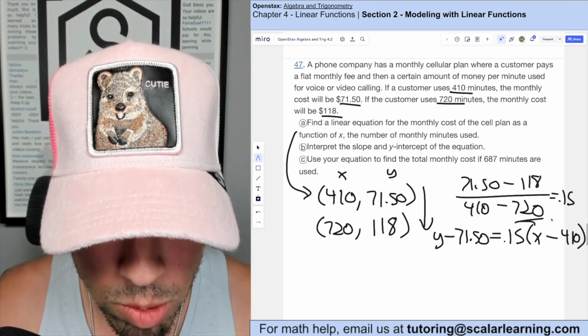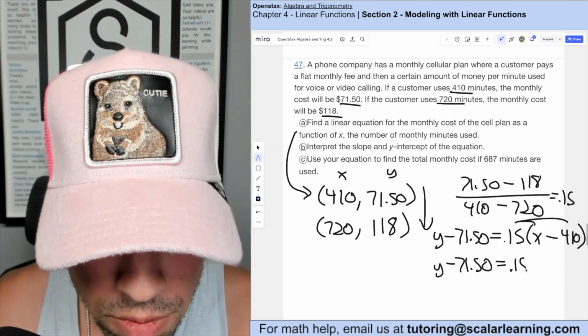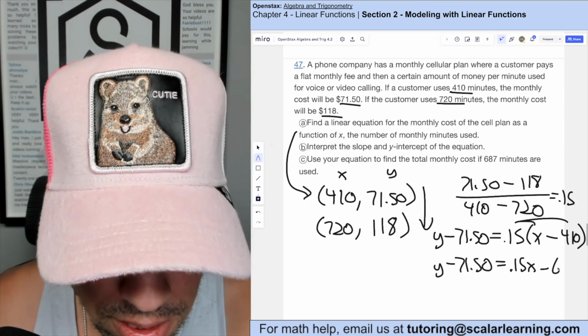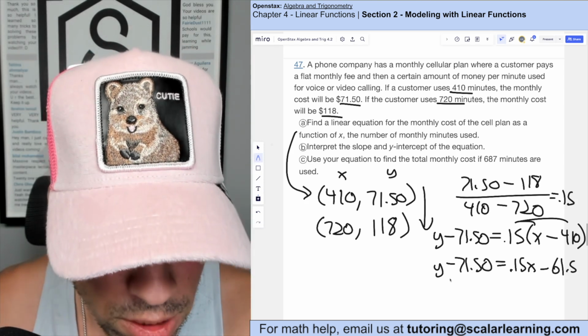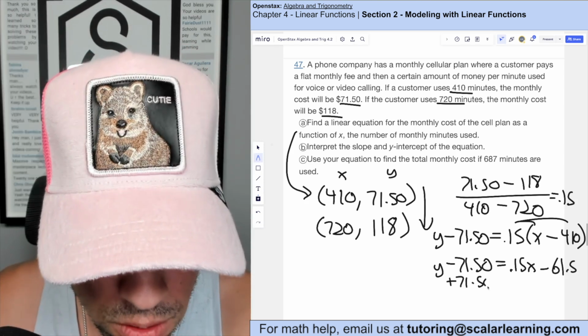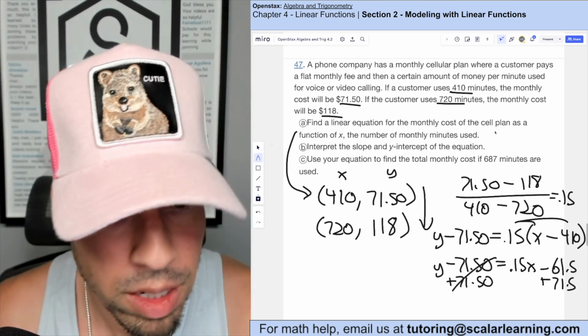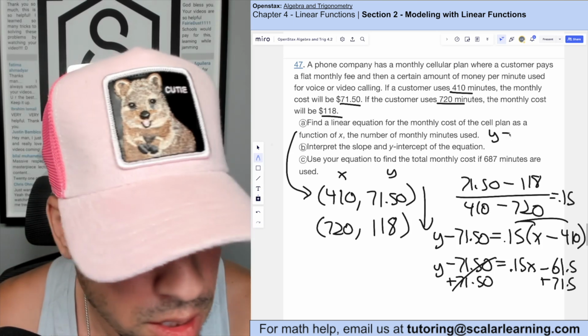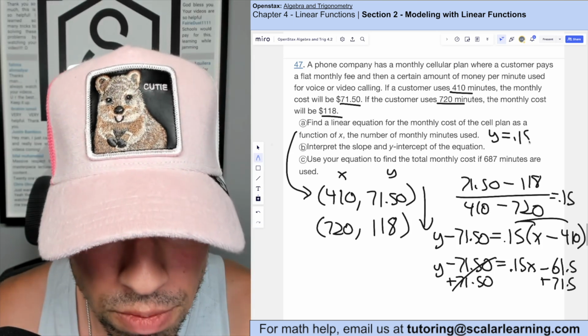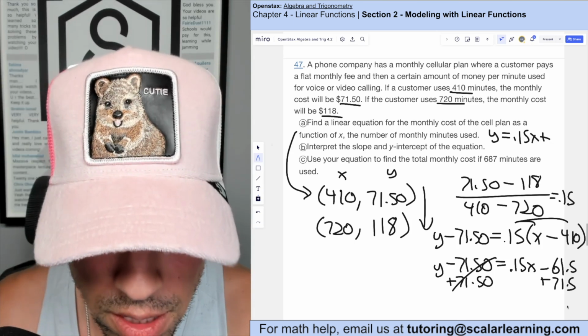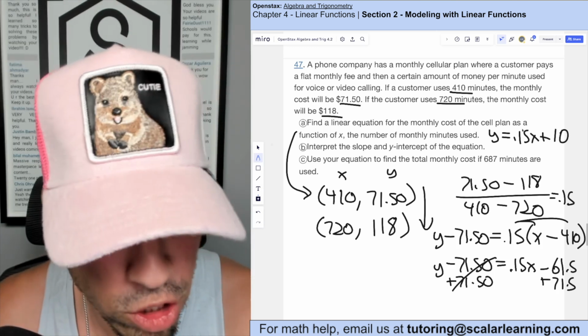And now we can distribute, and we get 0.15x minus 6150. Last but not least, let's add 7150. Add 7150 to both sides, and we get y equals 0.15x plus, and those two add up to 10. There's your equation for part A.